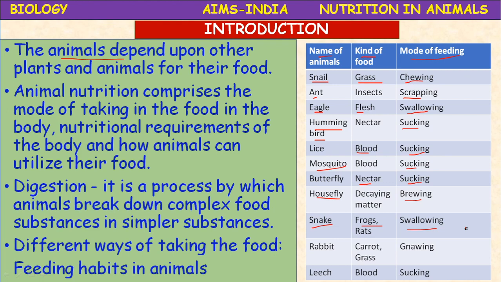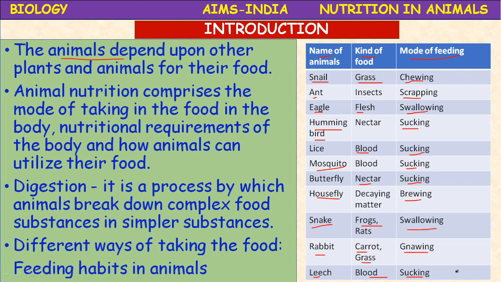Rabbit. Rabbit eats grass and vegetables like carrots. The method is gnawing. With the help of its front teeth, it cuts the food into pieces and swallows it. It is called gnawing. Leech. Leech is a carnivore. It feeds on vertebrate blood. The method of feeding is sucking. It possesses sharp suckers with which it attaches to the vertebrate body and sucks the blood.